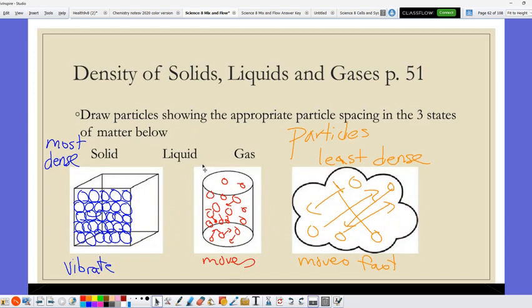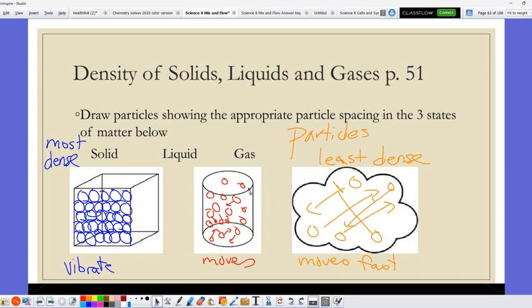Solids, liquids, and gases, quick review. According to the particle theory, the solid particles are packed close together, simply vibrate, and move really slowly. The liquids move a little bit faster, and so they can slide past each other. And then the gases move the fastest. They're the least dense, and there's a lot of space between the particles.